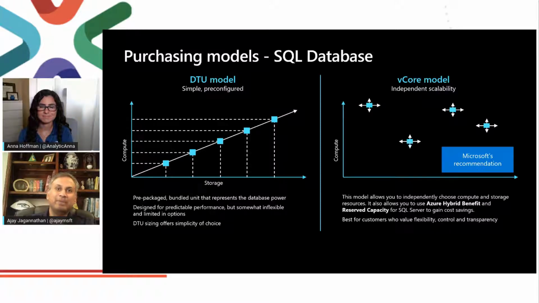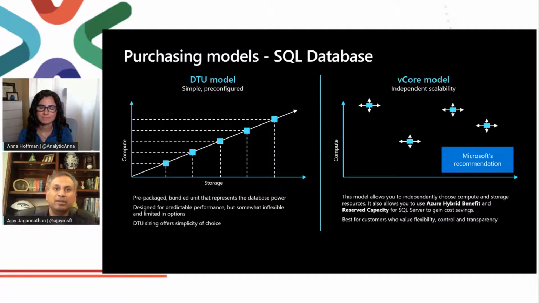So for SQL database, we have two choices. One is the DTU model and the other one is the vCore model. The DTU model has been there since the inception of the service for more than a decade, and the vCore was introduced a couple of years back. So the main difference is the DTU model is a pre-packaged model, where you don't have to worry about a specific number of compute, storage, memory requirements.